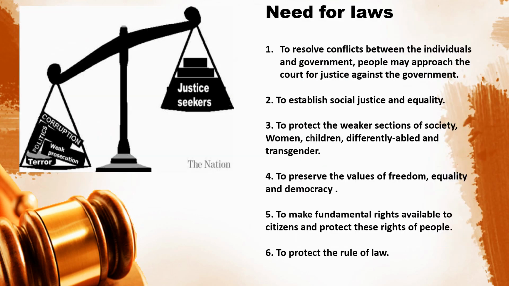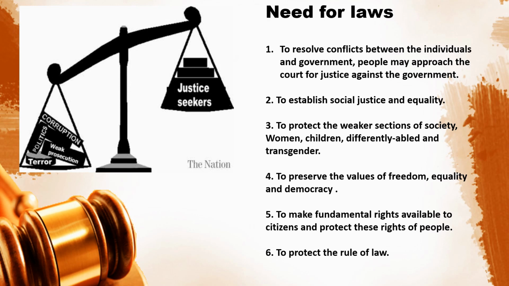Let us try to understand why we need laws, or why there should be separate laws. Well, the first reason is that conflicts may arise between two individuals, or also between the individual and the government. When it is between individuals, the people will directly approach the court. But what happens when there is a conflict between the individual and the government? In that case, there has to be a law which is even above the government. Hence, laws have to be made which can resolve the problems that occur between the individual and the government also, so that people can approach the court of justice even against the government.